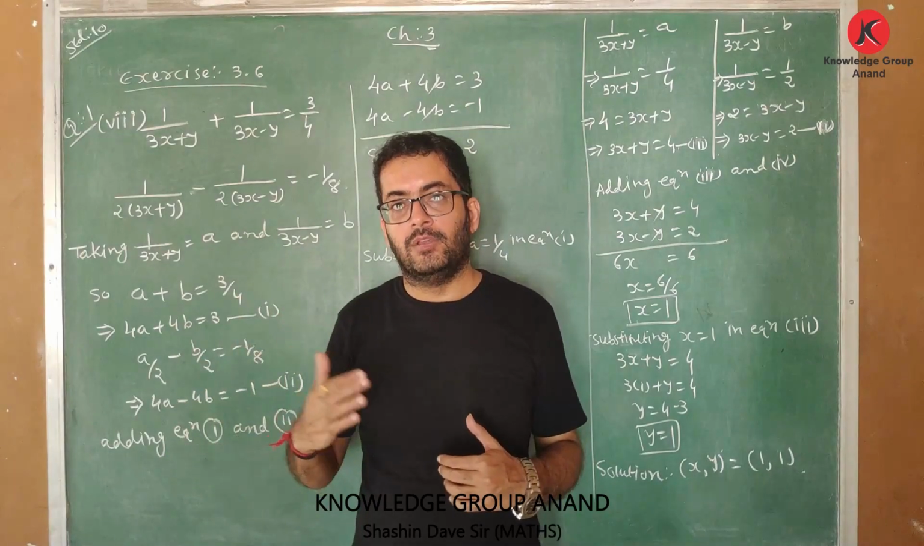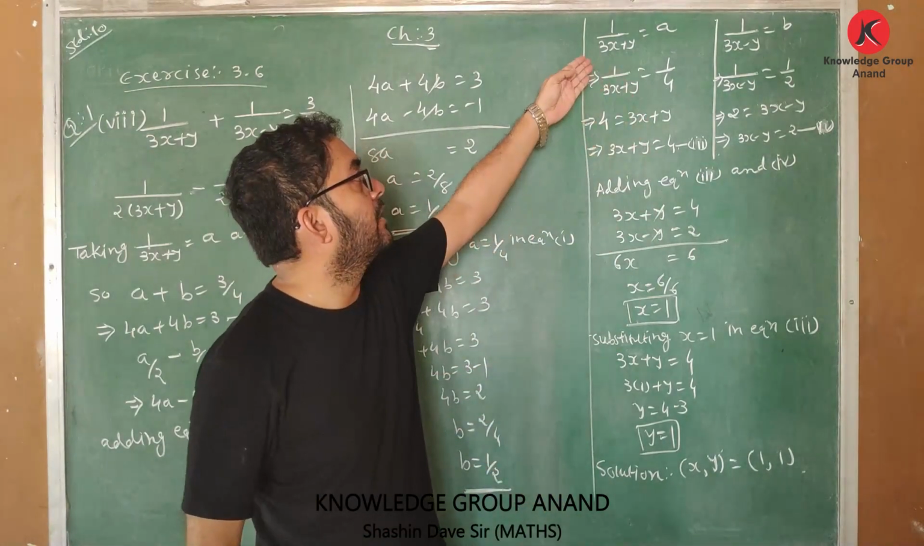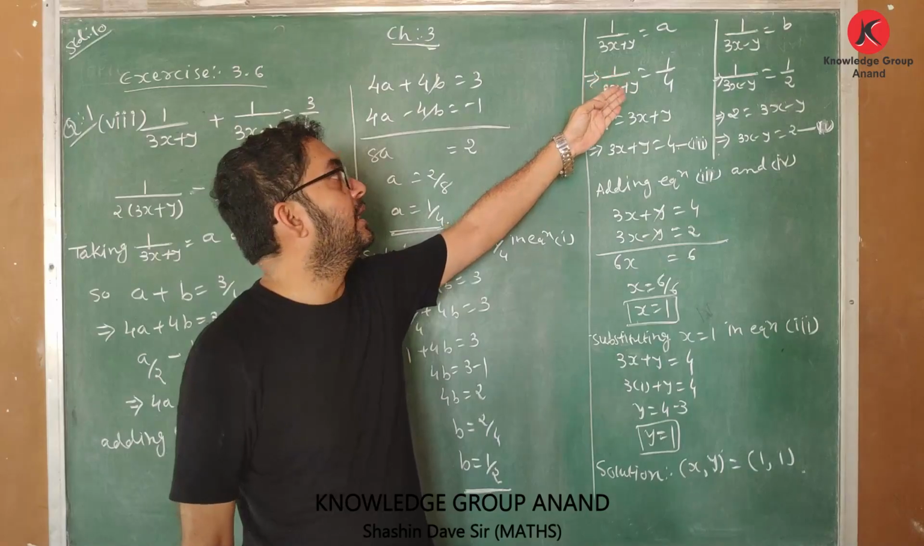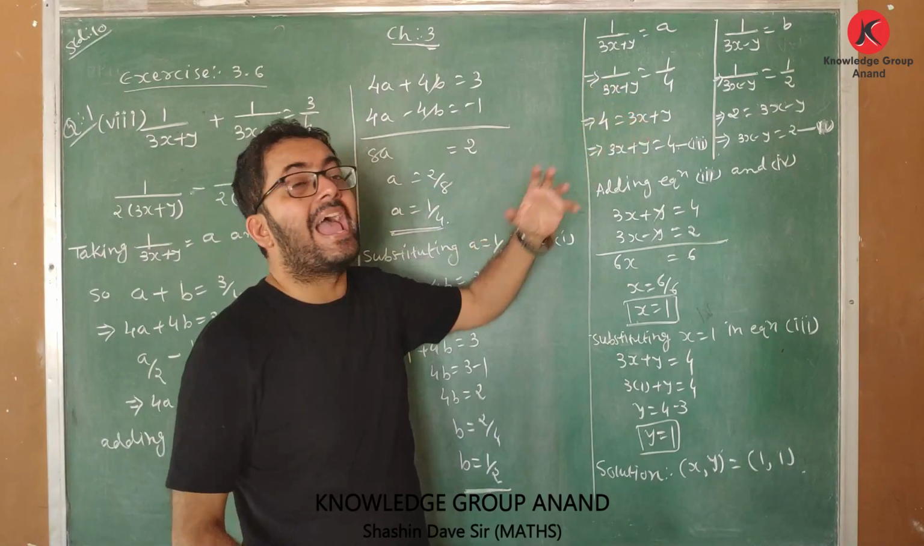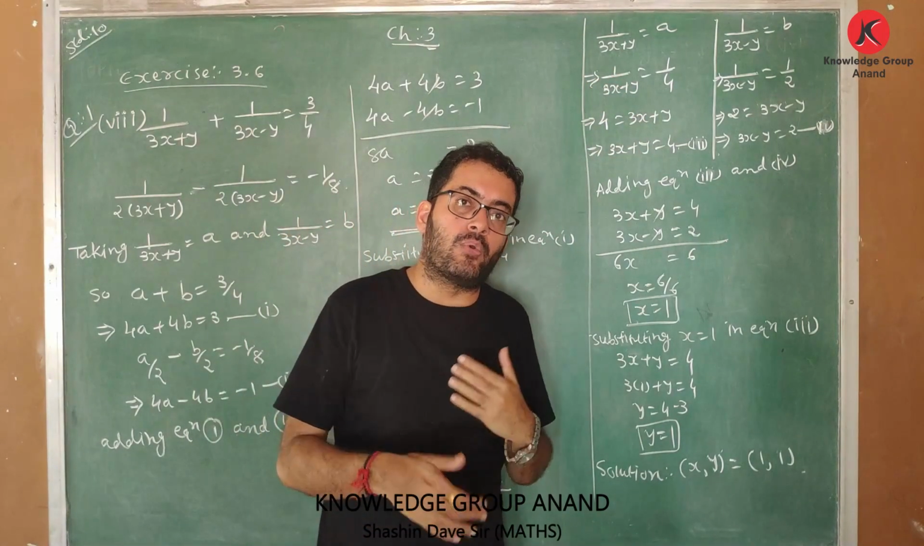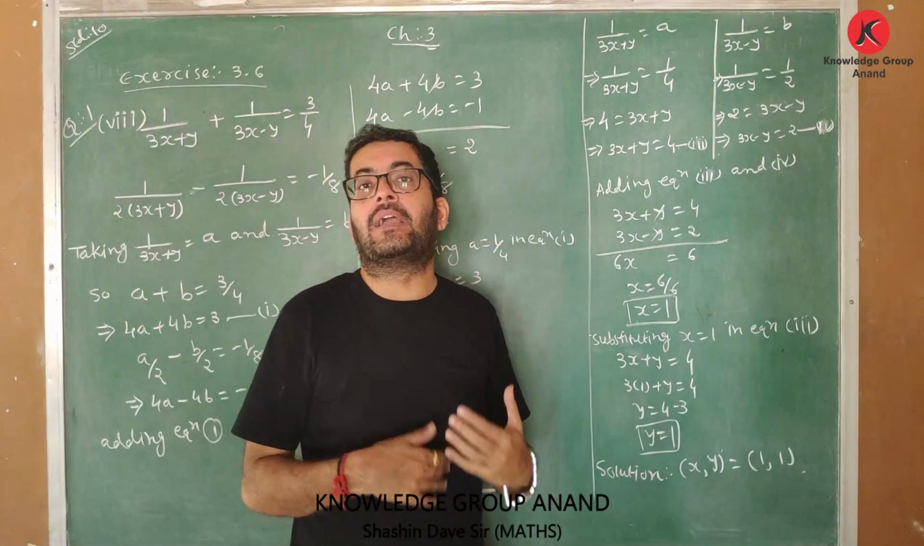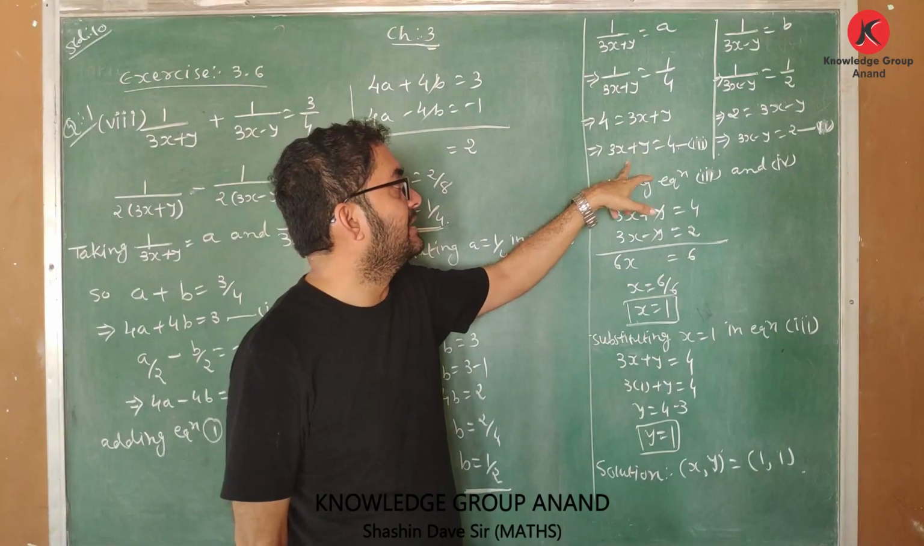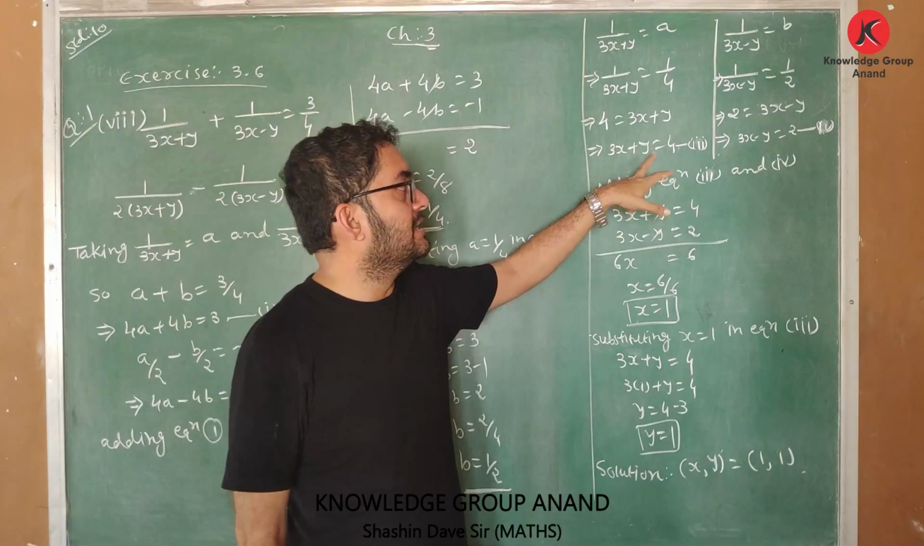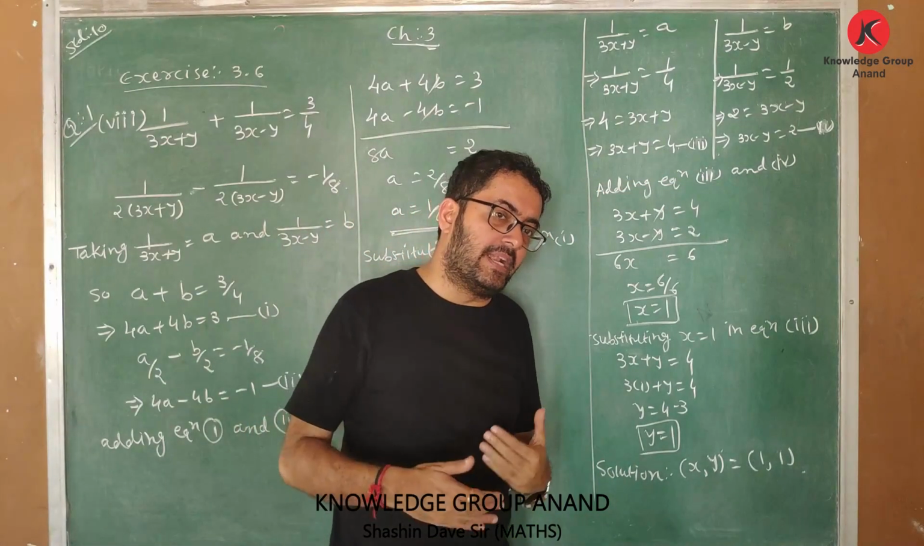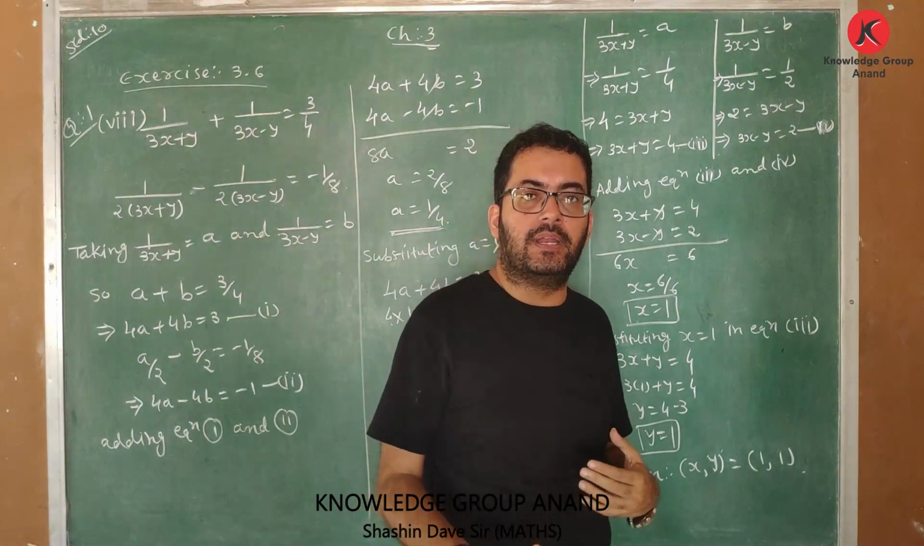When you go to the assumption part, I had 1 upon 3x plus y as a. Putting the value of a as 1 by 4, I got an equation. I didn't outrightly get the values of x and y. I got an equation. The equation was like this: 3x plus y is equal to 4. I named that new equation as equation number 3.